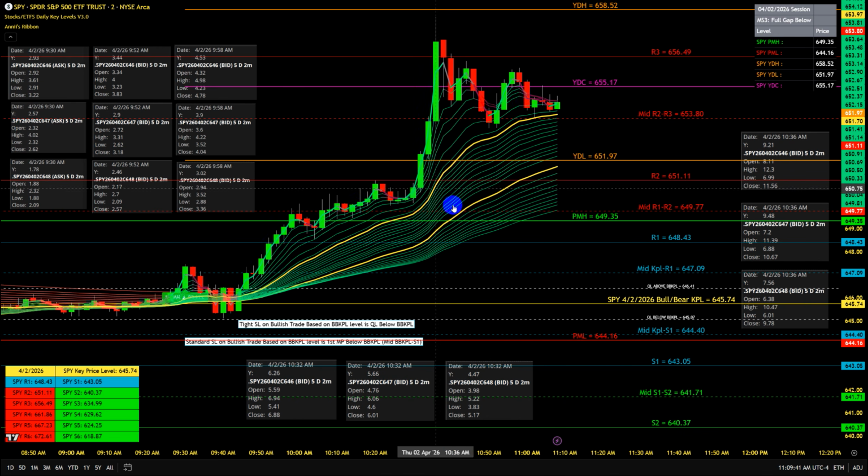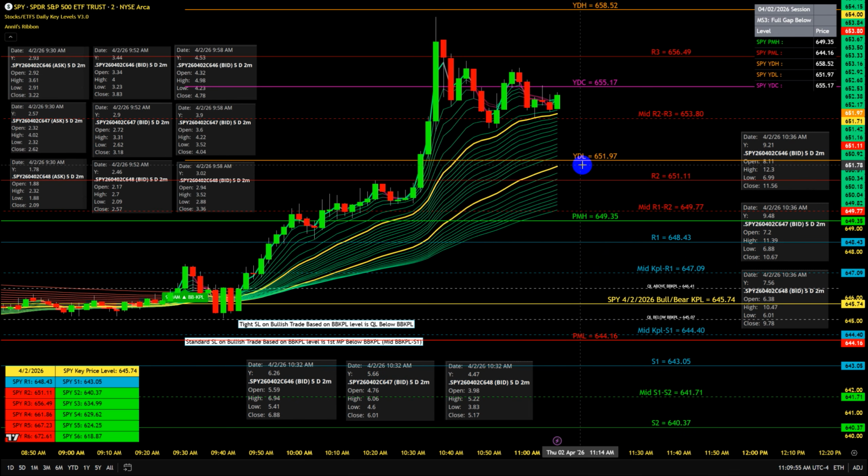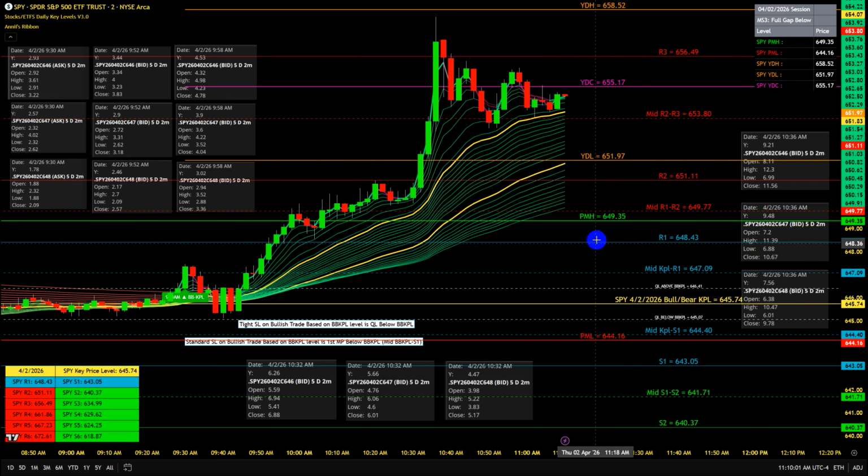As you can see here, we have the entire pre-market high to pre-market low range below YDL. So with this particular indicator, you also get a market scenario analysis every day at the 9:30 a.m. open at the first tick, in which we have a full gap below. A full gap below means the entire pre-market range, PML to PMH, is below yesterday's low.